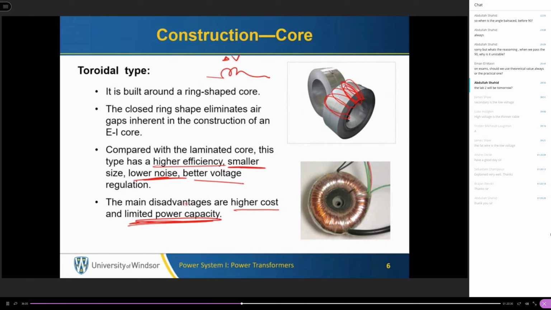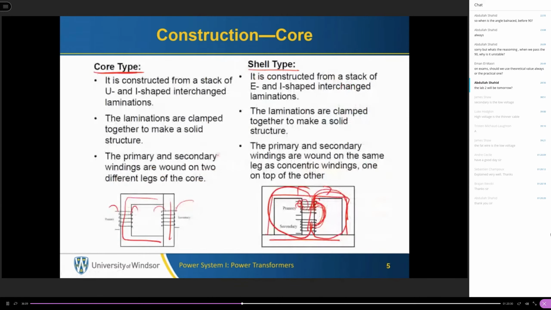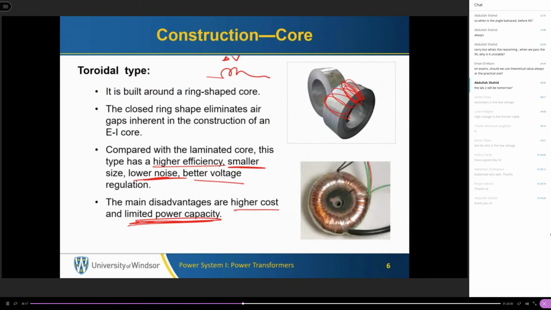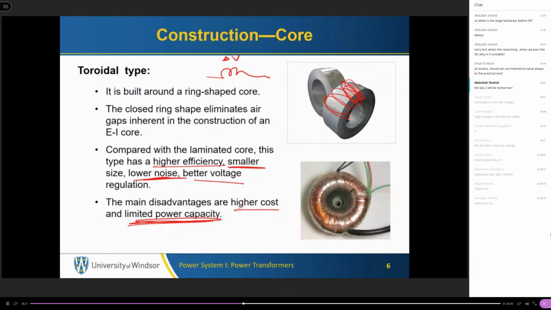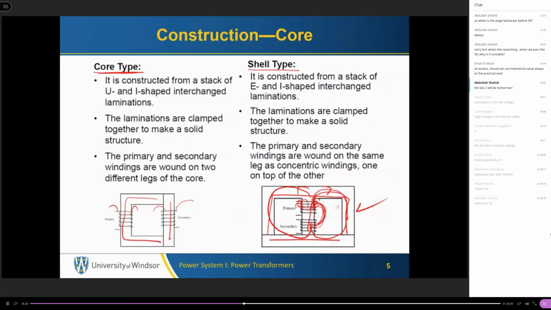So this one cannot be used in power applications, like power systems. So typically we use this one. We use this type in power systems. It is easy to manufacture, less cost, and it has higher power density, because we can easily cool down the coils.